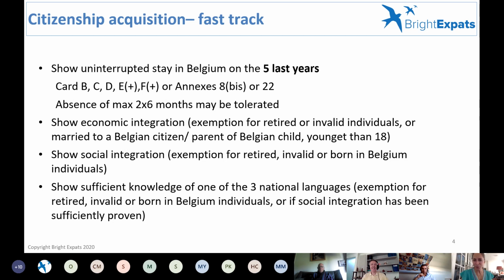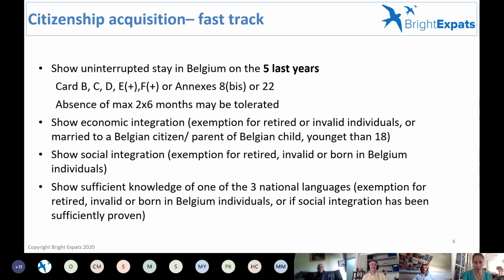So we were talking about the fast track for citizenship acquisition. I was just mentioning that the first thing that we need is to be able to show an uninterrupted stay in Belgium over the last 5 years. How do you do that? You will first need to show your current residency card. That can be a card B, C, D, E plus, F plus, or an Annex 8 bis or an Annex 22. We will have a closer look at those different cards in a few slides. Just keep in mind that you need to show your card, which is a proof that you have been staying here for at least 5 years.